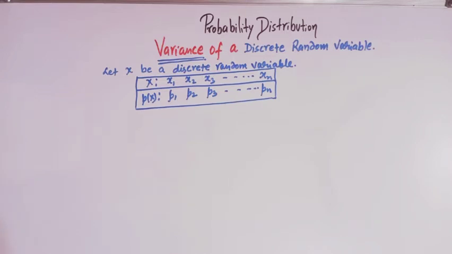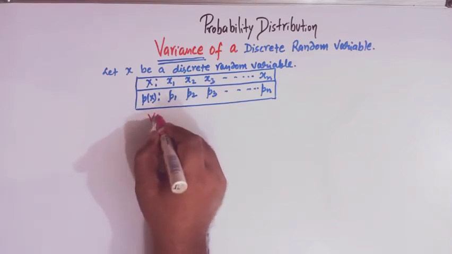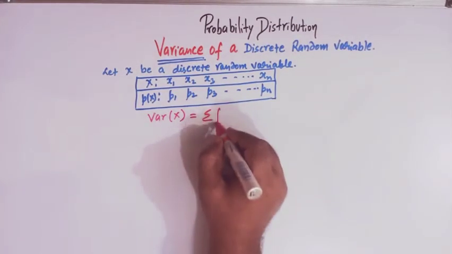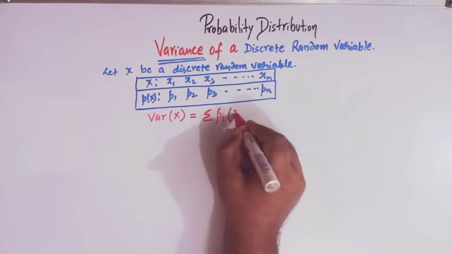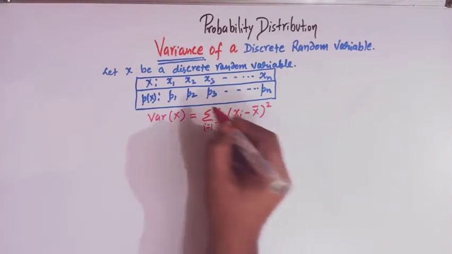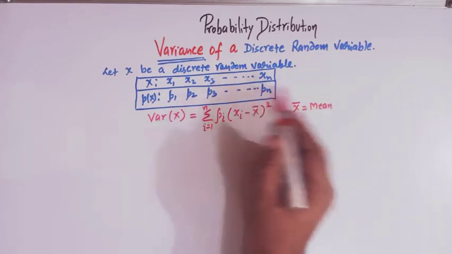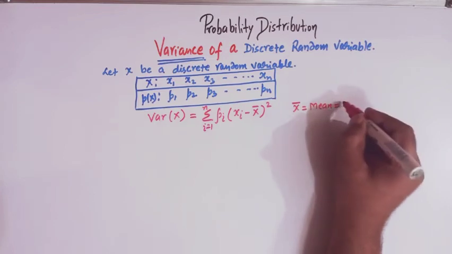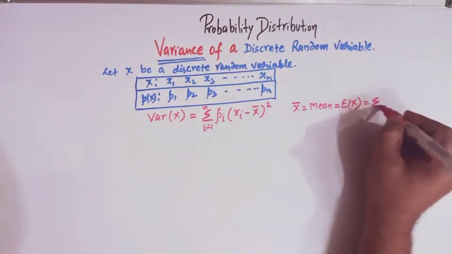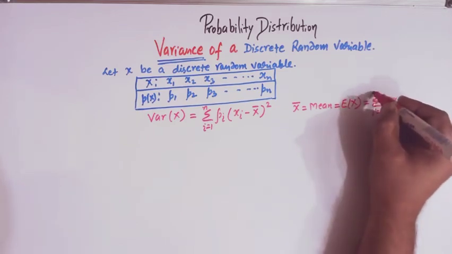Now the variance of this discrete random variable is denoted by VAR of x, and it is defined as sigma of pi multiplied by (xi minus x bar) whole square, where i takes the values from 1 to n, and this x bar is the mean of this random variable x, or in other words the expectation value of x, and x bar is defined as sigma of pi xi, where i takes the values from 1 to n.